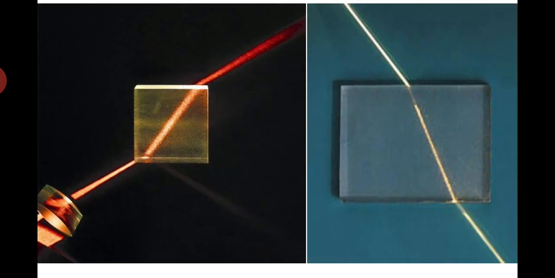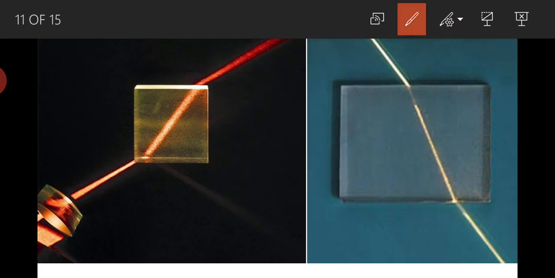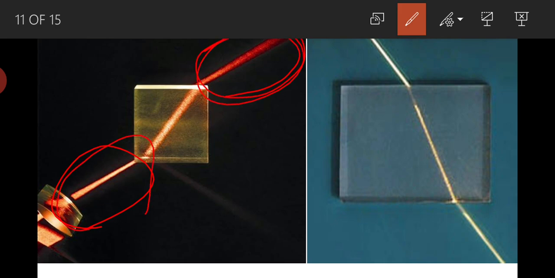In this image, this is the incident ray and the light ray which is coming out of this slab is called the emergent ray. The incident ray and emergent ray are parallel to each other. Here you can see clearly, and also here, this is the incident ray and this is the emergent ray, the ray which is coming out of this slab. These two are parallel to each other.